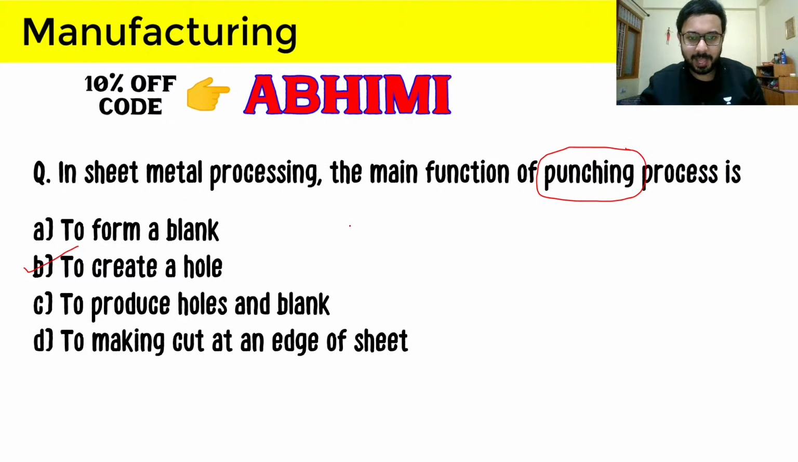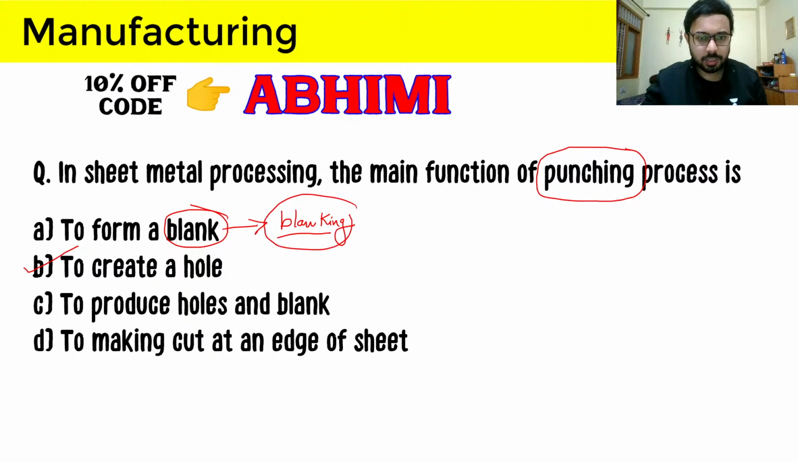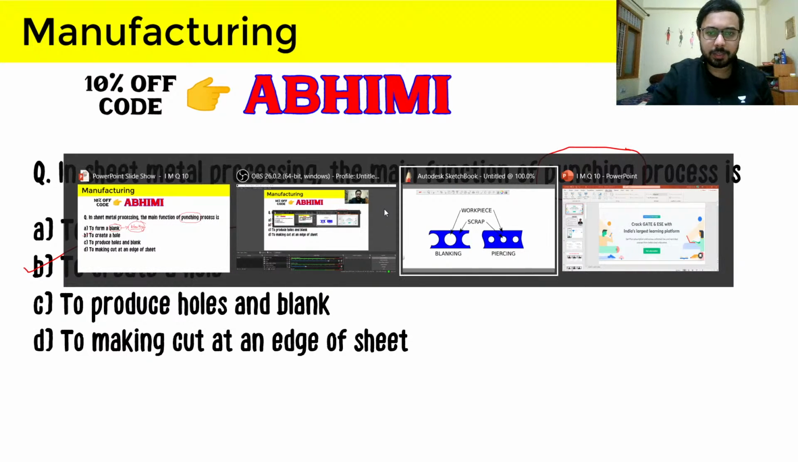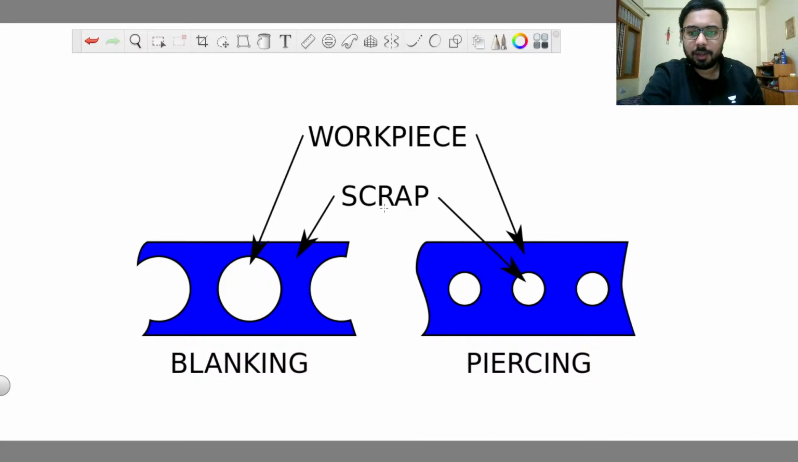And for blanking, remember, the blanking process simply creates a blank, which is basically the disk that is cut out after the sheet metal operation. And this right here is the image that you can see to simply understand what punching or piercing and blanking are.